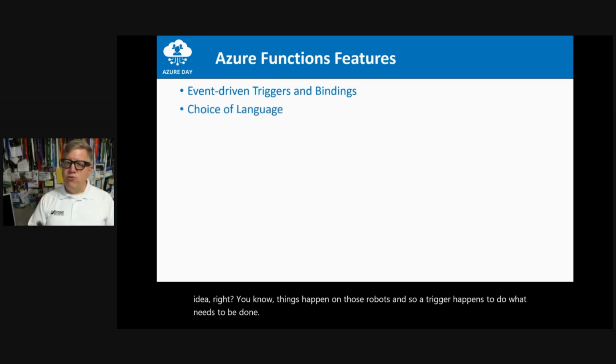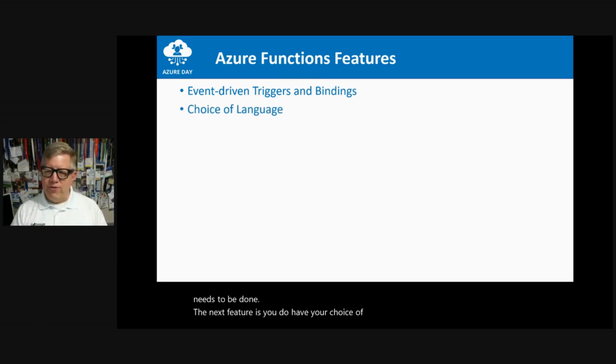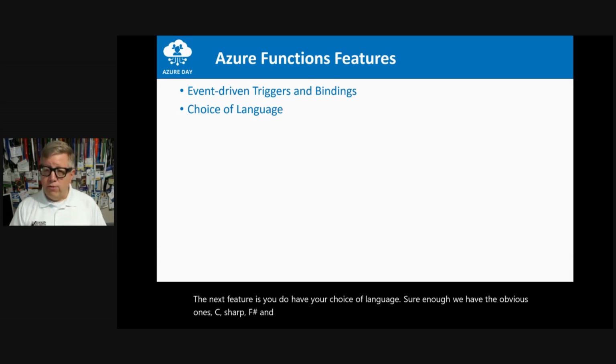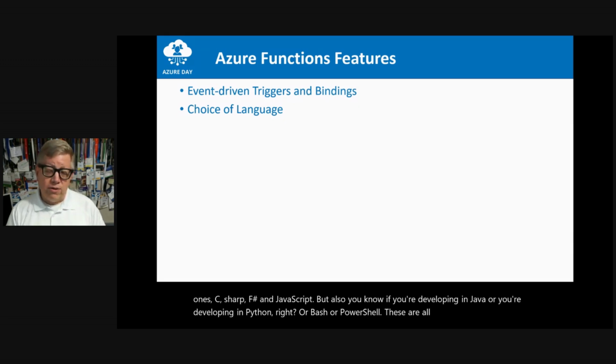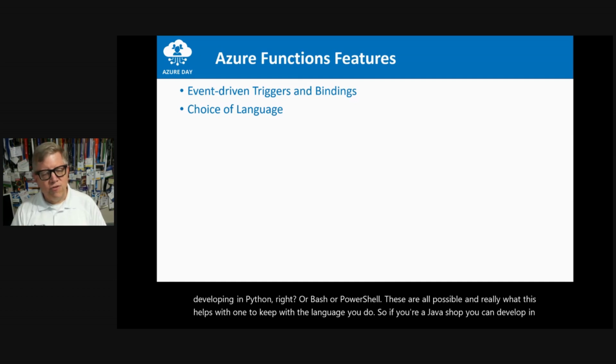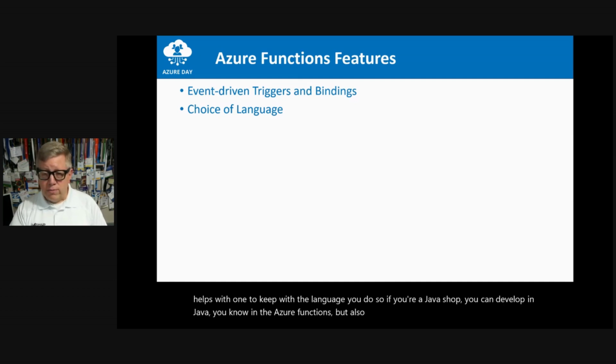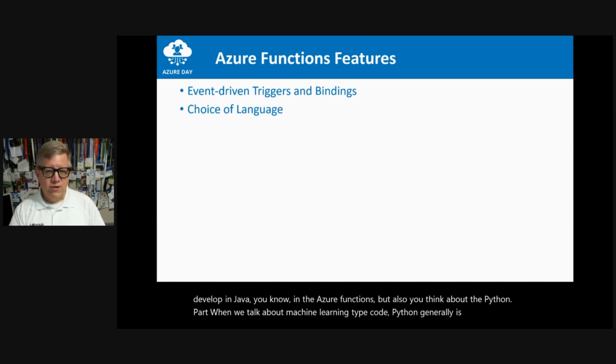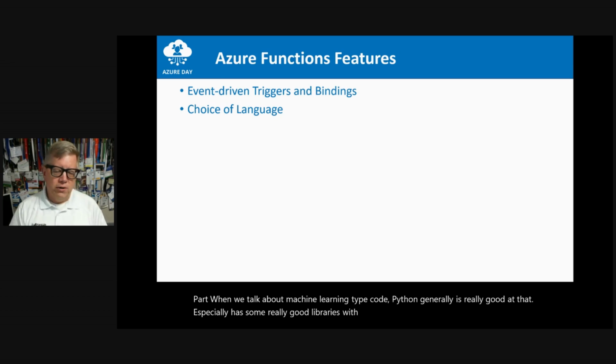The next feature is you do have your choice of language. Sure enough, we have the obvious ones, C# and F# and JavaScript. But also, if you're developing in Java or you're developing in Python, right, or Bash or PowerShell, these are all possible. And really what this helps with, one, to keep with the language you do. So if you're a Java shop, you can develop in Java, in the Azure Functions. But also, think about the Python part. When we talk about machine learning type code, Python generally is really good at that, especially it has some really good libraries with that. And so, you can use the right languages for what you're doing.